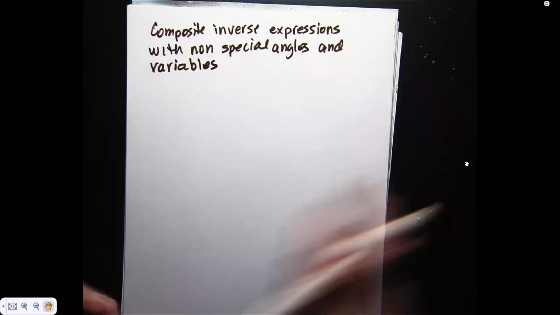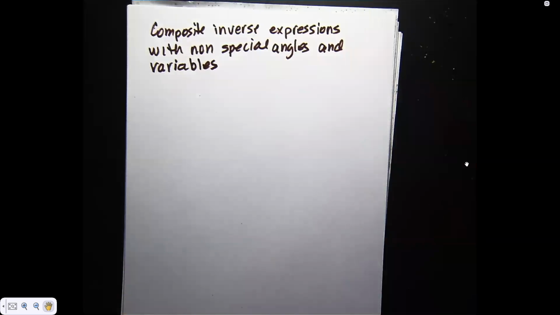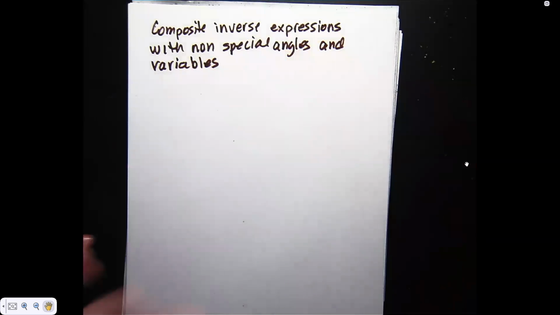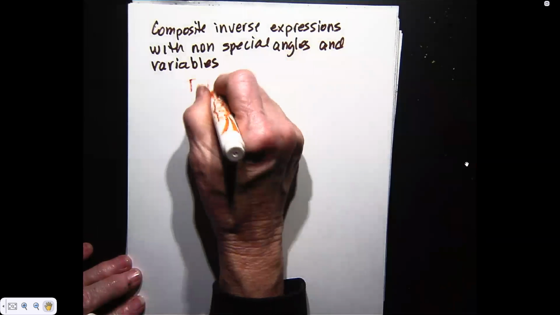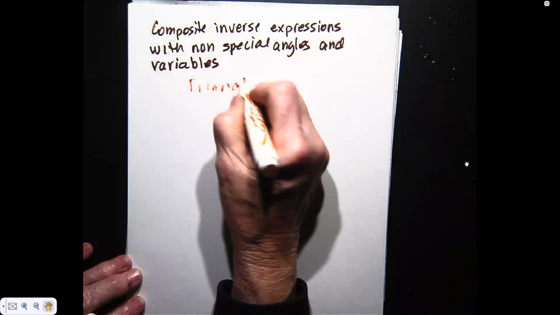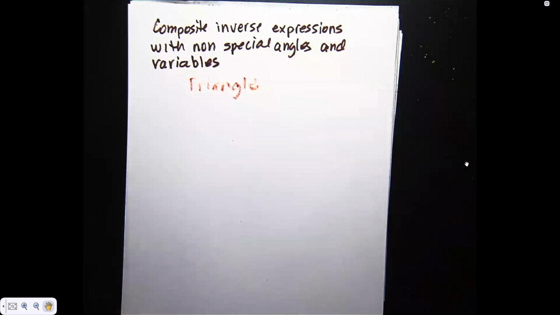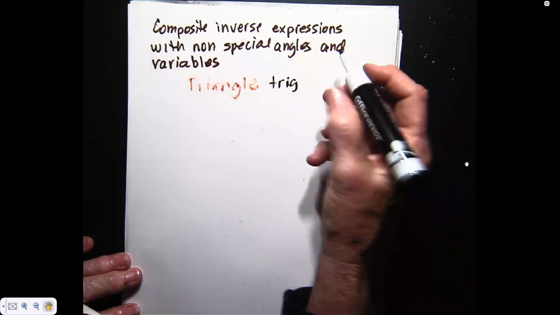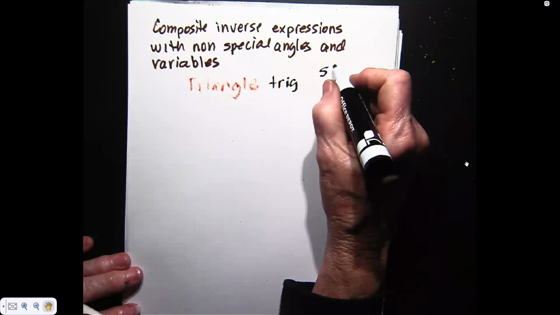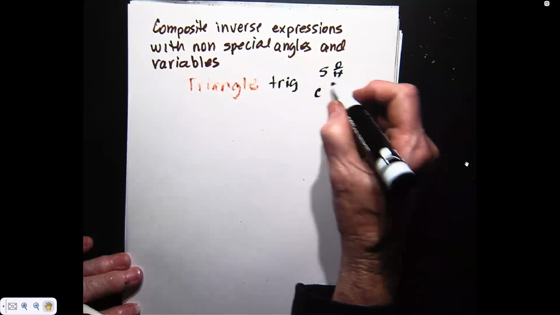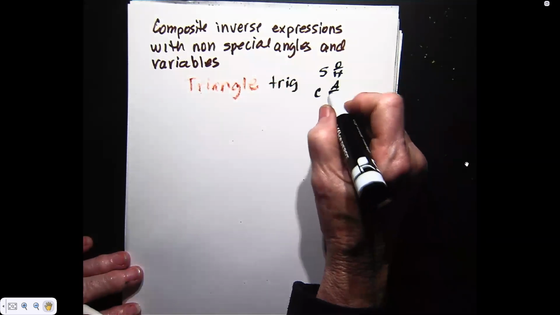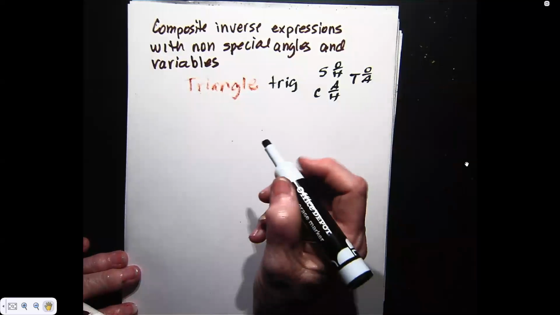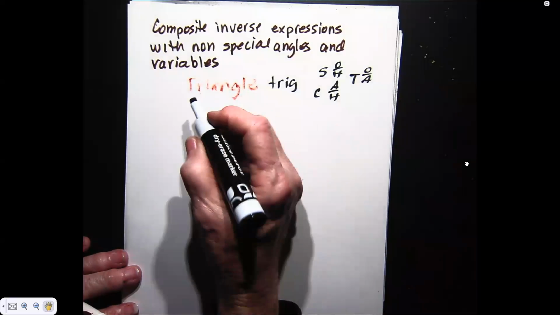Hi guys, today we're going to do composite inverse expressions with non-special angles and variables. In other words, we are going to do something with triangle trig. Sine is opposite over hypotenuse, cosine is adjacent over hypotenuse, and tangent is opposite over adjacent. So we're going to be using those methods when we're working on this today.